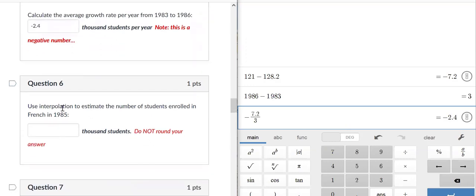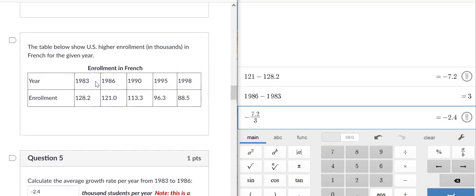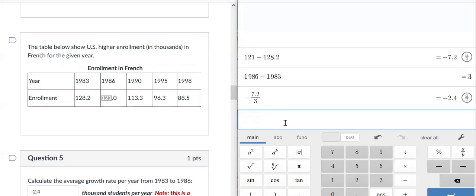And then use interpolation to estimate the number of students enrolled in French in 1985. Okay, 85. So 85 is between 83 and 86, right? So whatever number we come up with, it should be between 128 and 121. And I don't know what it is. I mean, it could have been more, but that's it. We're just estimating, right? With the data we're given, we're making up an estimate, right?